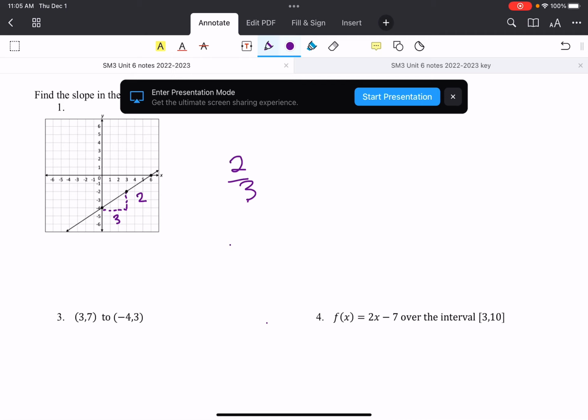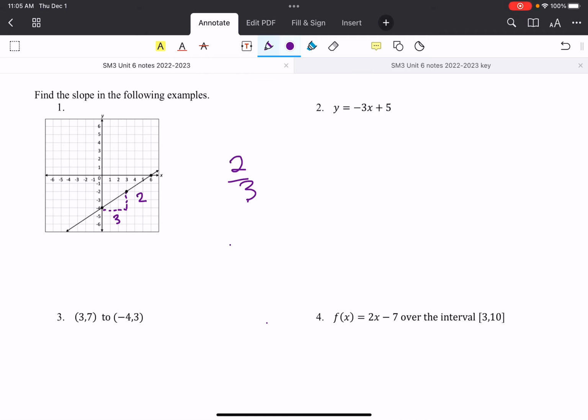Okay. What about if you're given this? How do you find your slope? Y equals mx plus b. This is y equals mx plus b. Which variable is your slope? M. So your m equals -3.